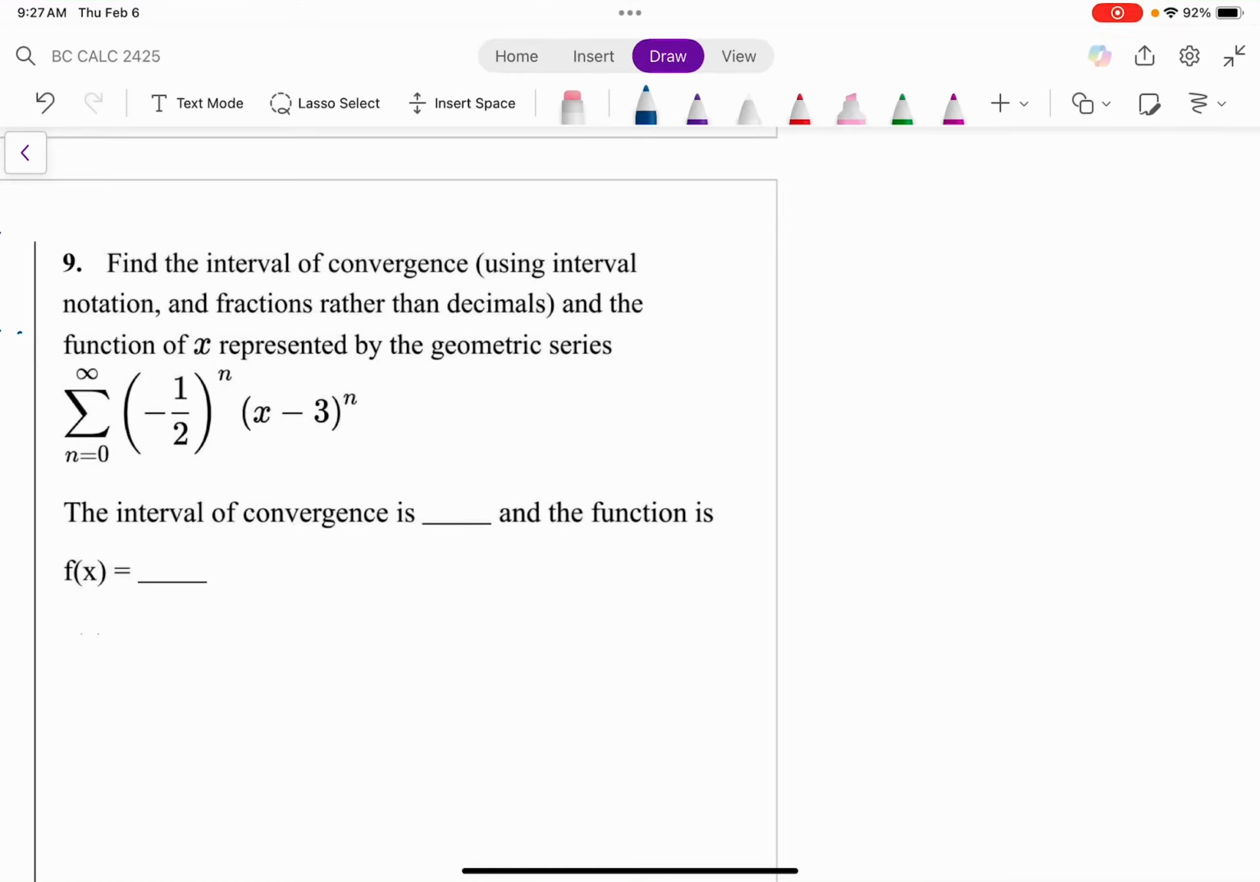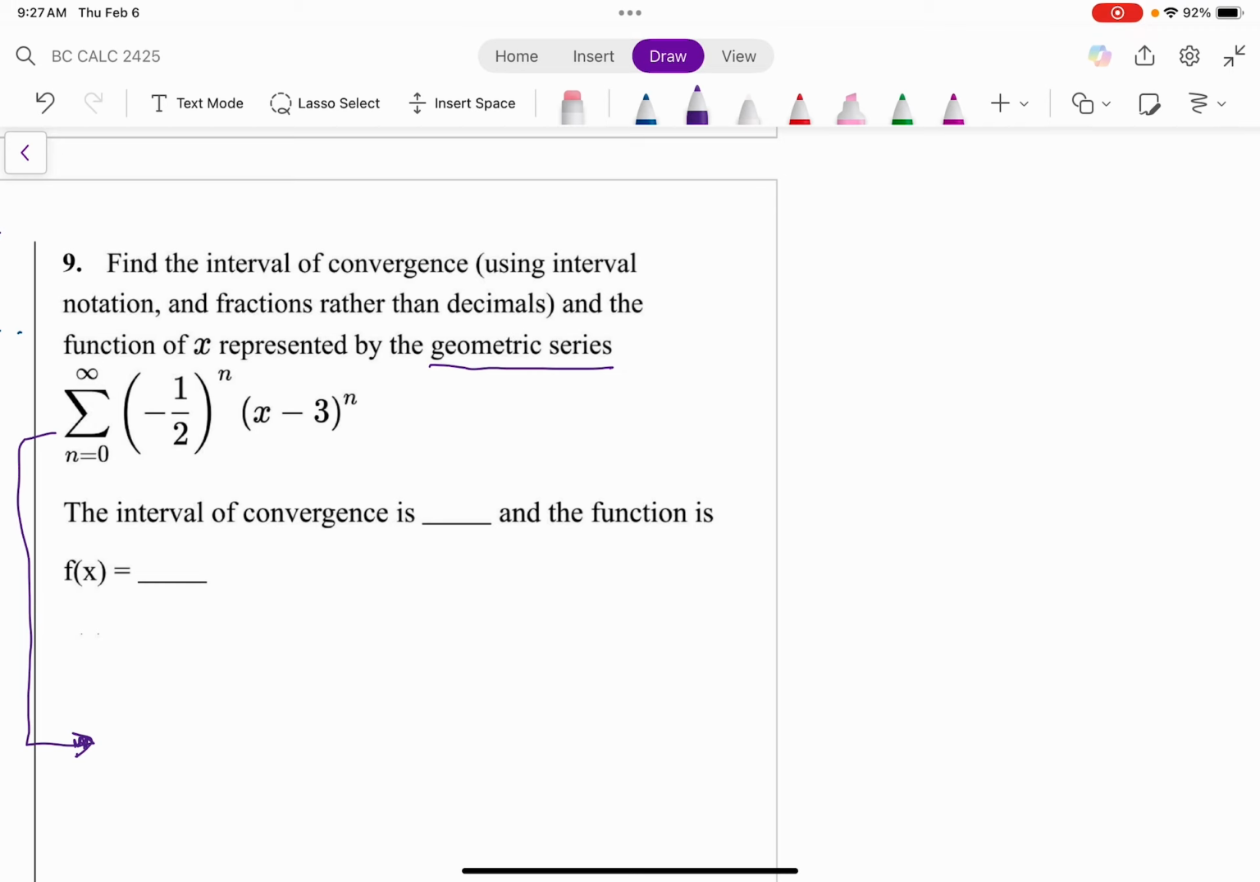Okay, this question says find the interval of convergence using interval notation and fractions rather than decimals in the function of x represented by this geometric series. Okay, so this is a geometric power series. It's a power series because there's an x involved. Let's write out the first few terms here.